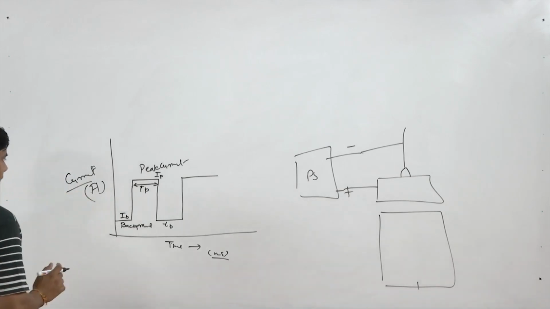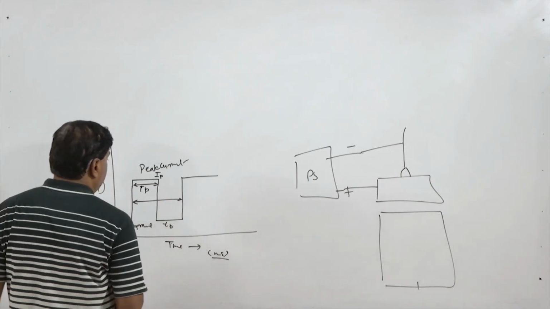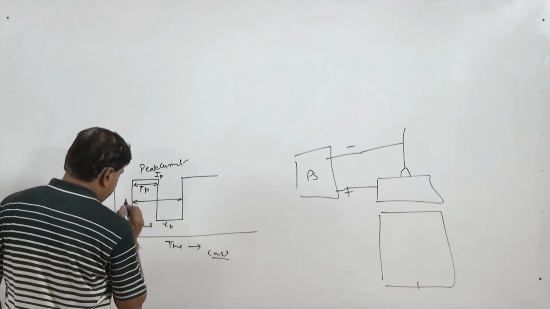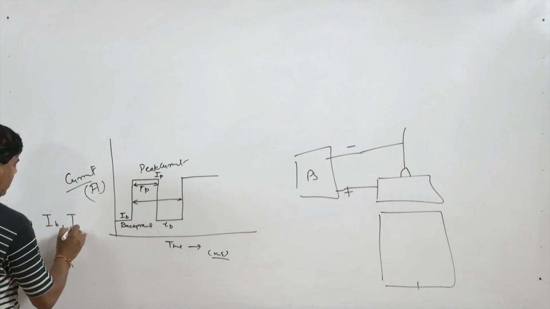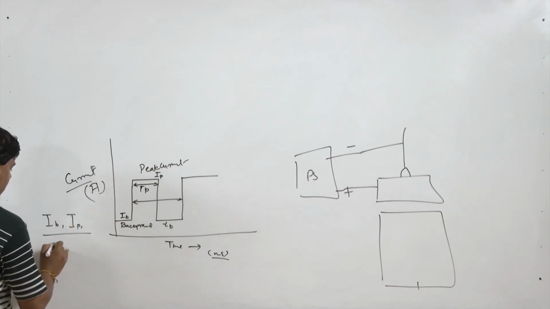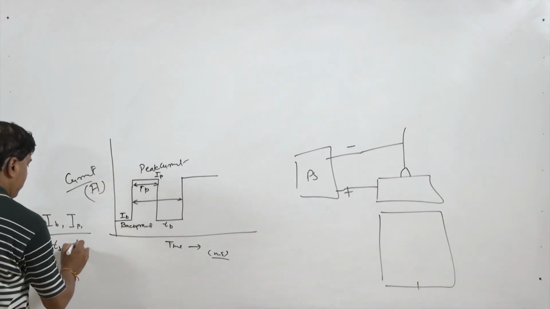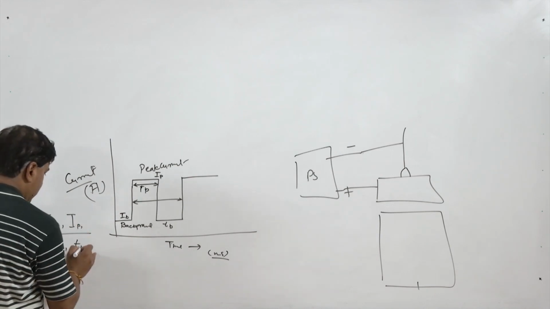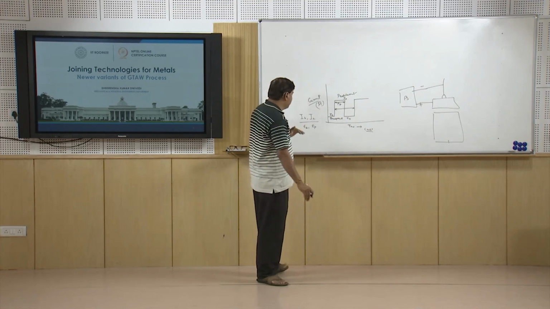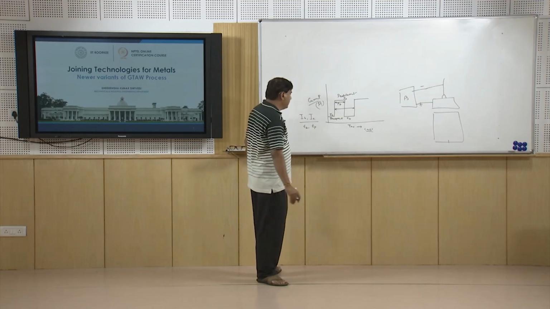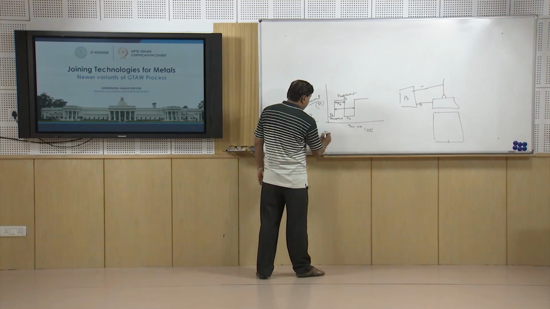So, one cycle is a combination of TP plus TB. So, background current is IB, peak current is IP, background pulse period is TB, and peak current pulse period is TP. Since the current is fluctuating between the background and the peak current level, to determine the heat being delivered, or the power of the arc, we need to find out the mean value of the current.